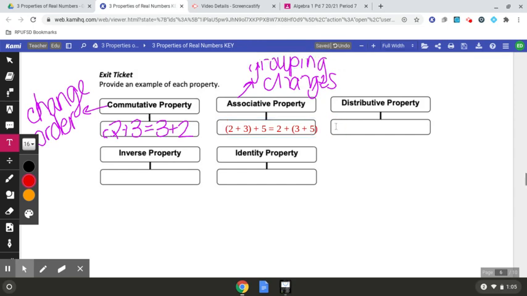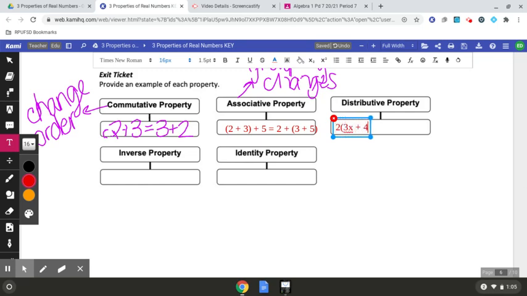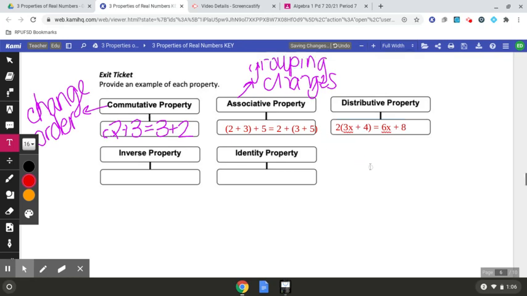For an example of the distributive property, I'm going to do 2 parentheses, and I'm going to do 3x plus 4. And I want to distribute the outside number 2 to each term on the inside. So 2 times 3 would be 6, and I have to carry that x with it. And then we're going to do 2 times 4, which would give us 8. So we distributed there.